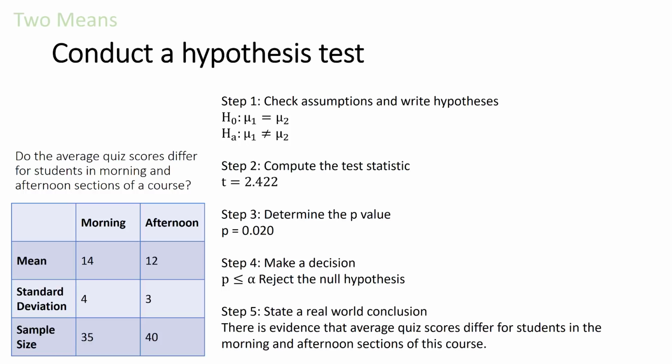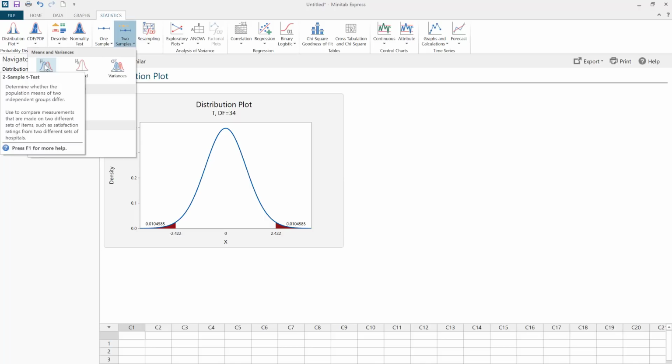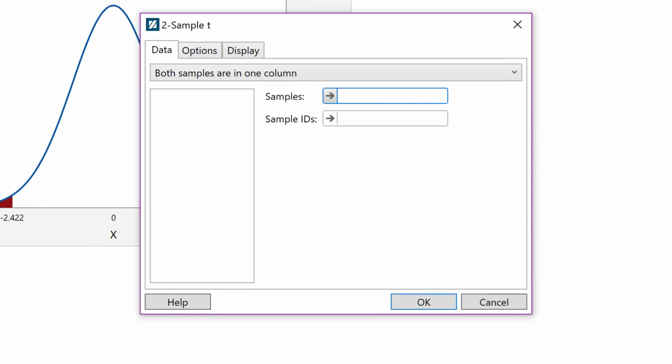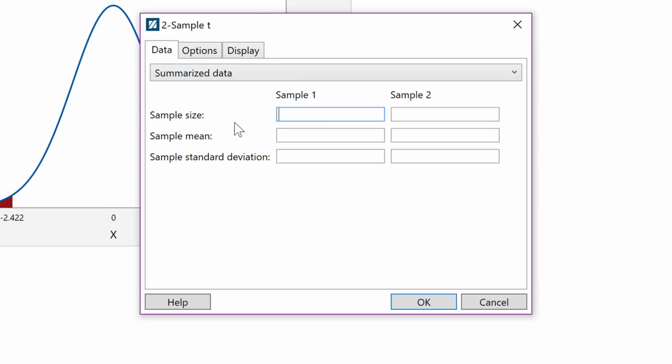Next, I'm going to take you to Minitab Express to show you how you could work through this same example there. I'm on a PC, so I'll go to Statistics, 2 Samples, T. If you're on a Mac, it's Statistics, 2 Sample Inference, T. The default is to have raw data, but here we have summarized data. Sample 1 will be the morning students. The sample size was 35. The sample mean was 14, and the standard deviation was 4.